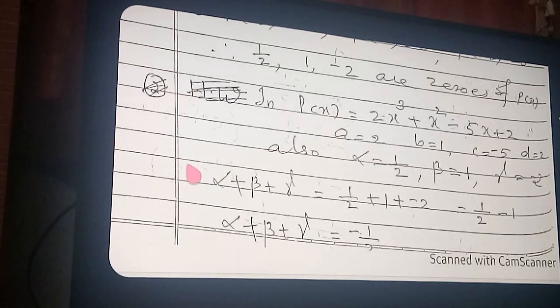Now, first you want to verify alpha plus beta plus gamma. Alpha plus beta plus gamma is 1 by 2 plus 1 plus minus 2. That is 1 by 2 plus 1 minus 2, which gives minus 1. So 1 by 2 minus 1, what will come? Minus 1 by 2.